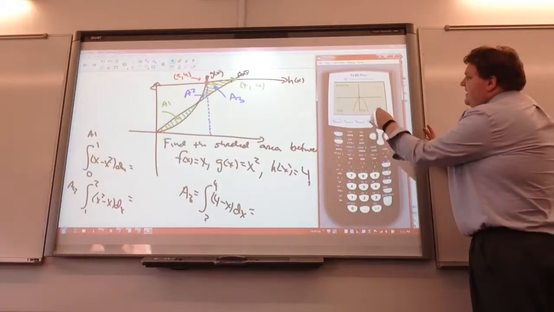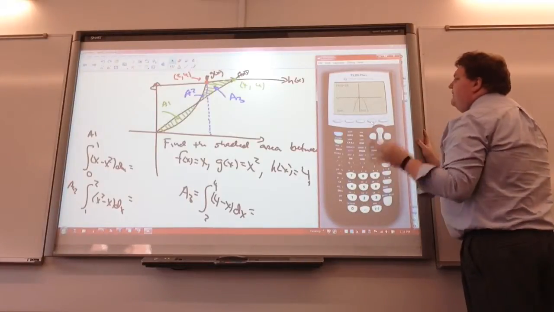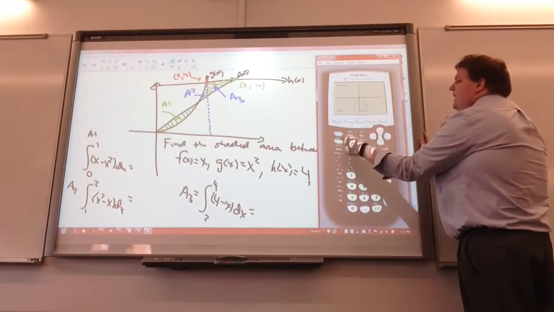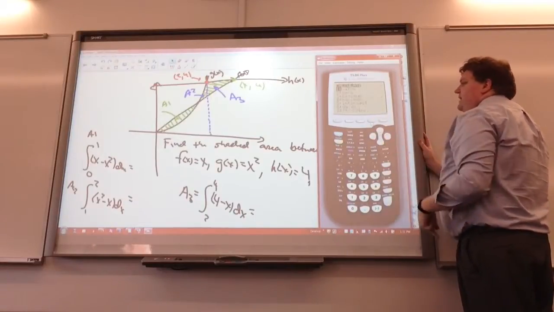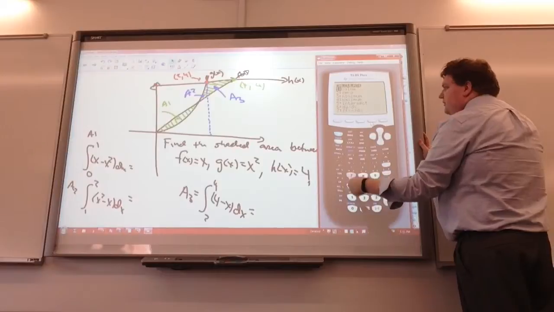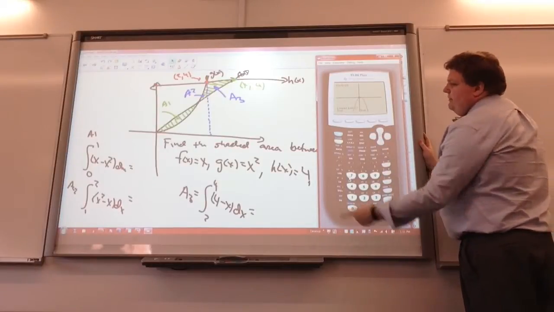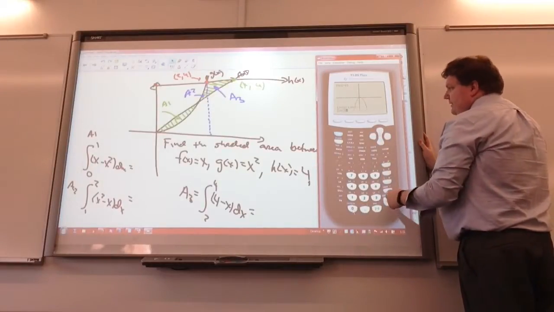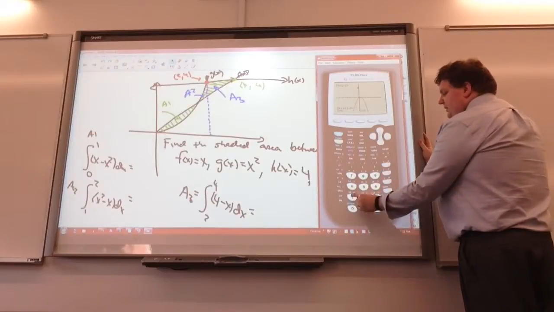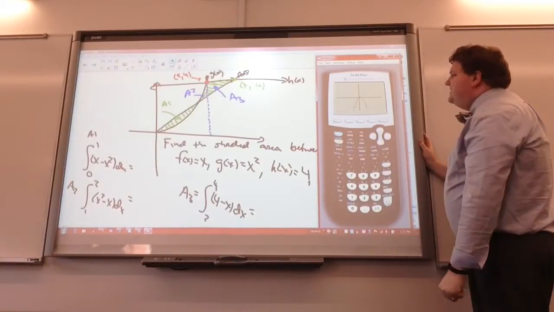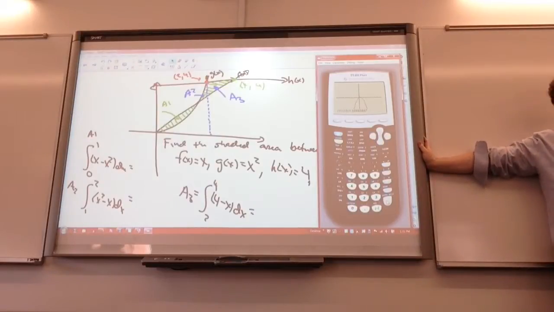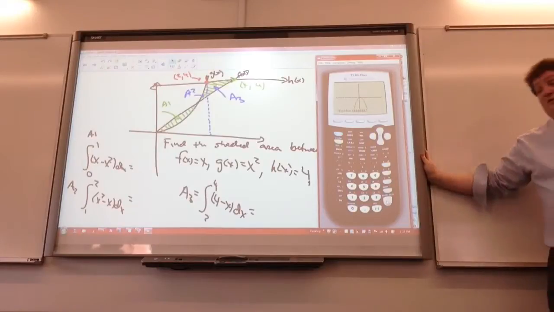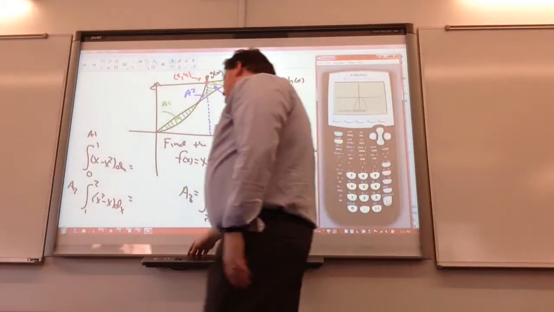In this case here, there's a small smidgen of this that's above the x-axis from 0 to 1. And I'm going to tell the calculator to find that for me by saying, second, calculate. My 7th option is the integral. It'll say for lower limit, that's the first number. Upper limit, that's the second number. It does its magic. And it gives me 0.1666666667. That's 1/6. Okay? That's what that number is. We figured that out before. Okay?